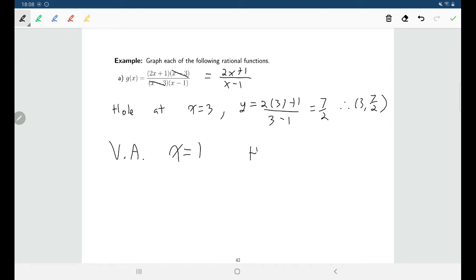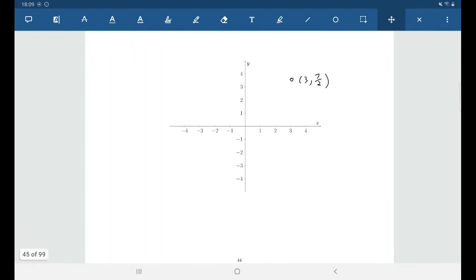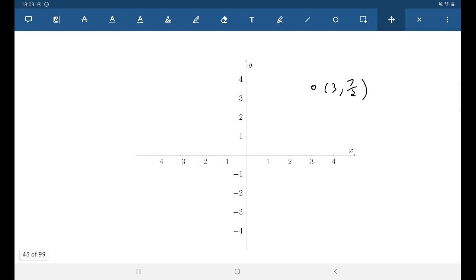For my horizontal asymptote, we can see that the numerator has a degree of 1, and the denominator also has a degree of 1. So this would be one of those where the horizontal asymptote is the leading coefficient for the numerator over the leading coefficient for the denominator, or the line y equals 2. So now I'll plot both of those, my vertical asymptote and my horizontal asymptote.